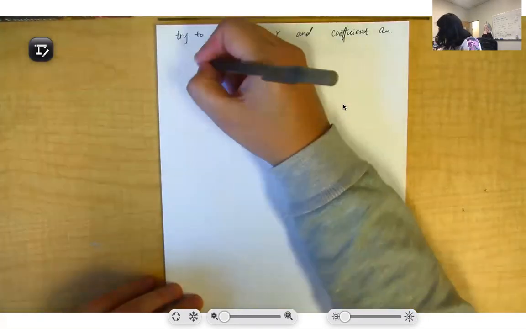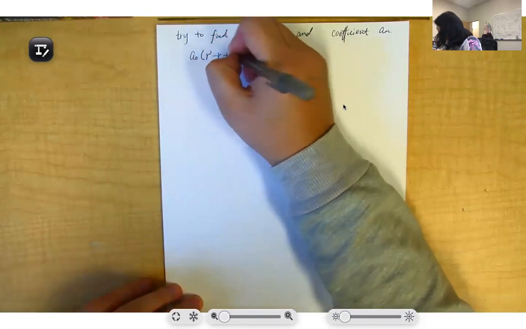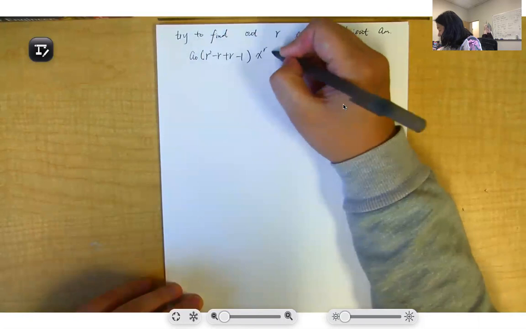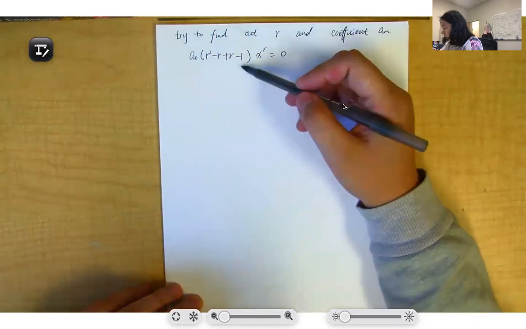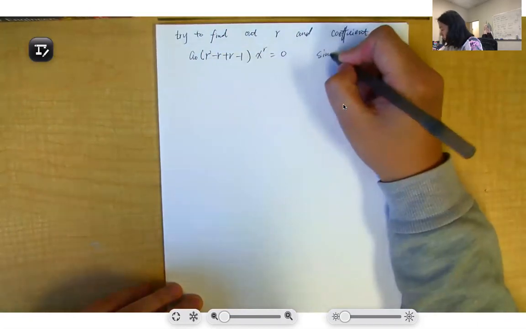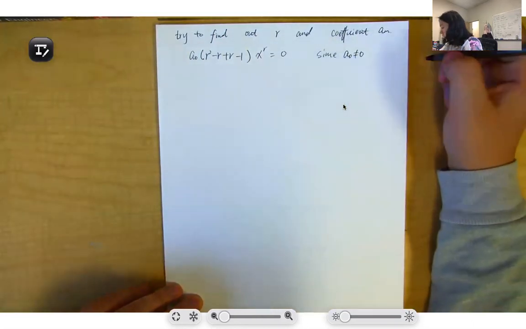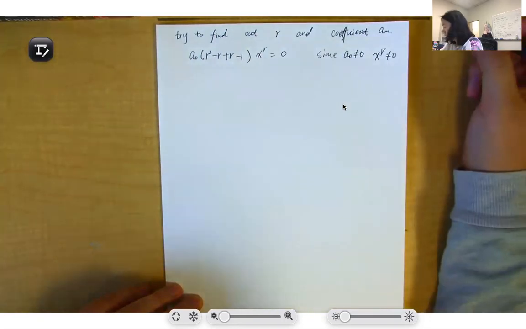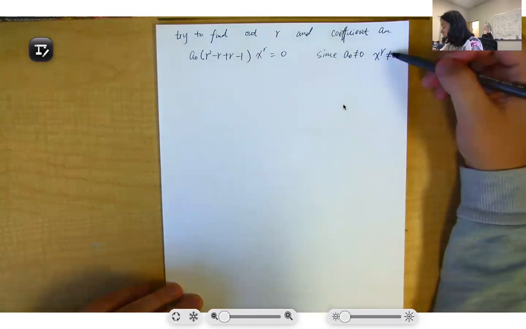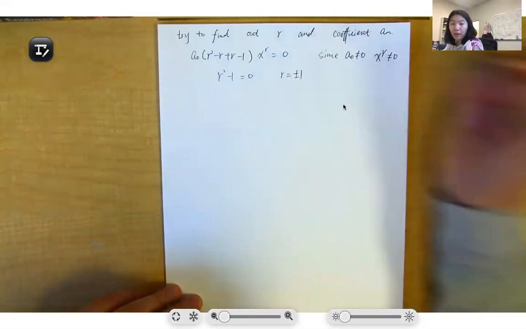Okay. So we have a naught times r squared minus r plus r minus 1, times x to the r, equals 0. Since this x to the r is not equal to 0, then r squared minus 1 has to be 0. Since a naught won't be 0, based on the definition of the extended power series, and x to the r won't be 0 because that is a power function. So r squared minus 1 equals 0. r will be equal to plus or minus 1.